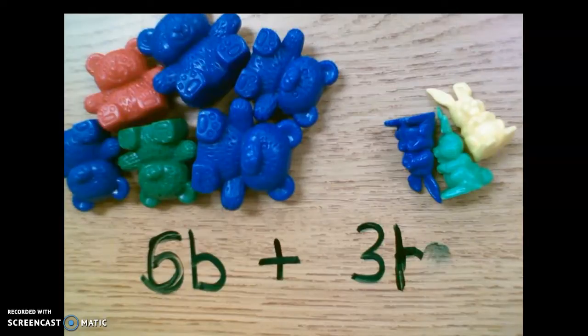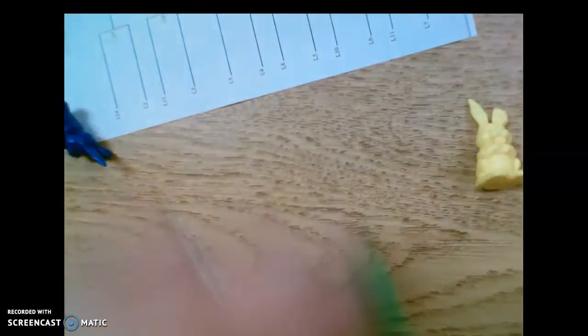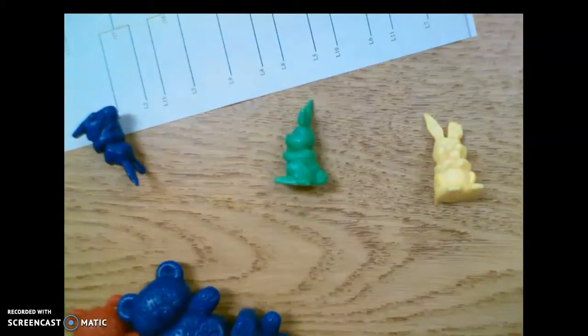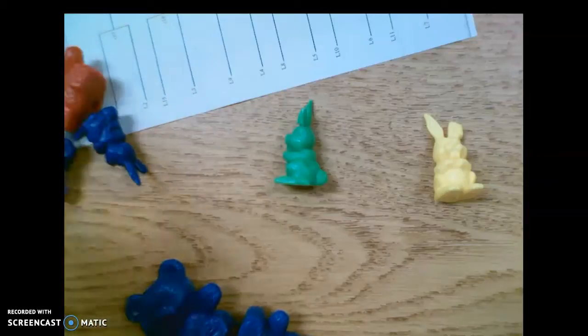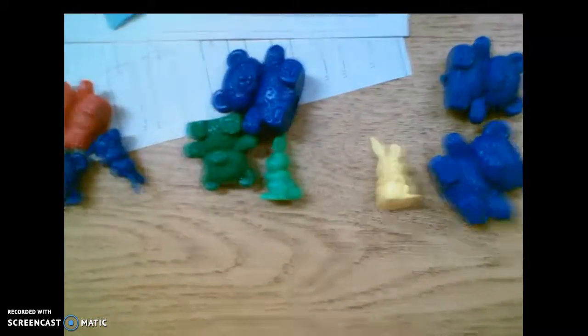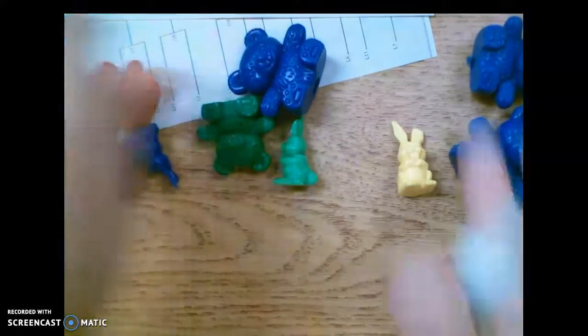So if I wanted to make them the same type of groups, then I need to look for my greatest common factor. So when I look at 6 and 3, the greatest amount of groups that I could make out of those would be 3. So if I were making goodie bags, I could then take the rabbits and split them into 3 groups, 1 in each group. And then I could take my bears and split them evenly or distribute them, pass them out evenly between the 3 bags. So now I have 3 goodie bags here.